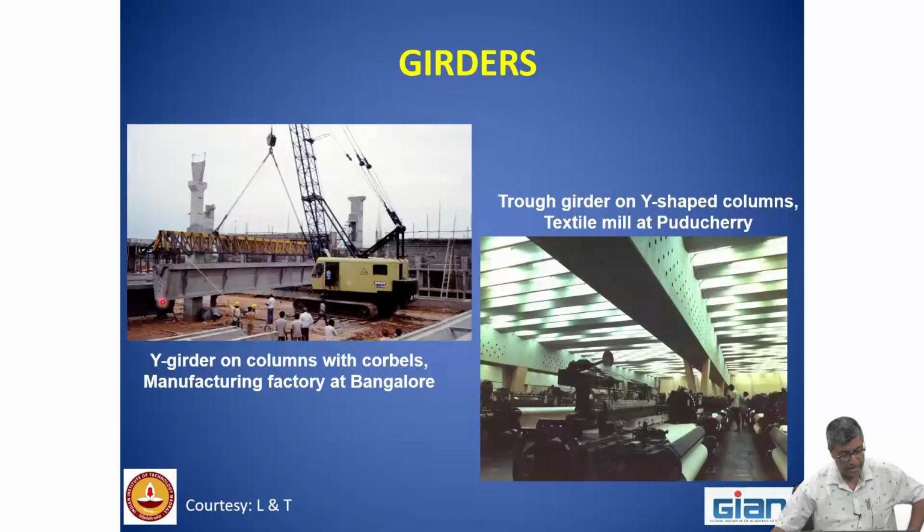In the photograph on the left, you can see a girder with a U-trough, that is for drainage. On the right, this is a very special purpose girder. Please note, this girder has a conduit and also voids. This is for air conditioning ducts. That means the air conditioning duct has been concealed inside. And these girders are being supported on Y-shaped columns. That means this is a special purpose building for a textile mill where the temperature and humidity have to be controlled.